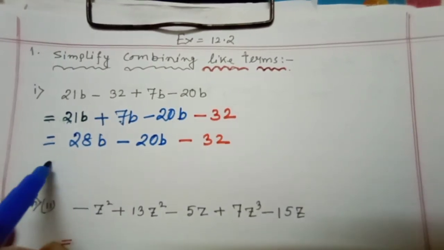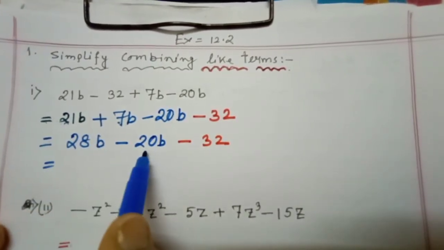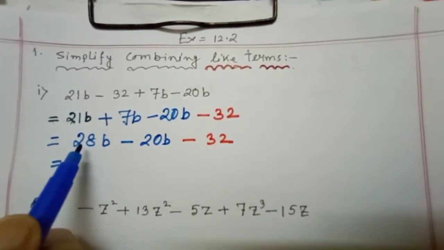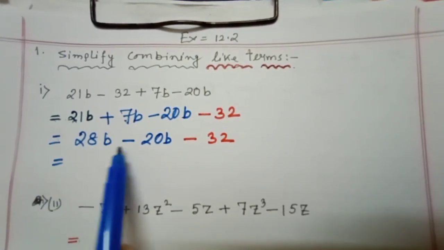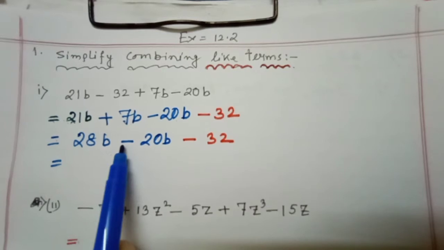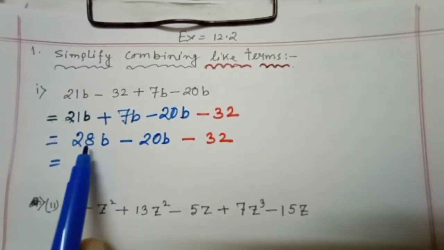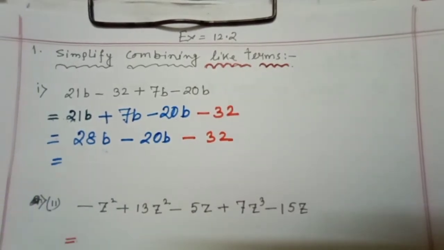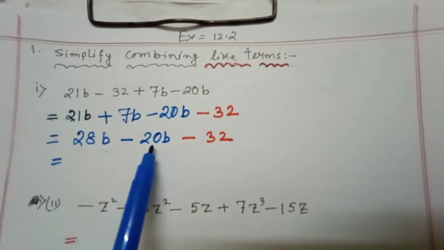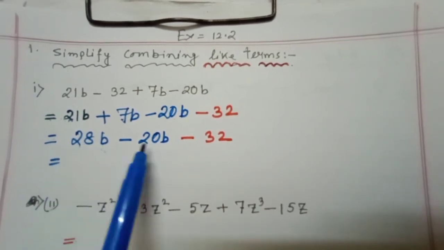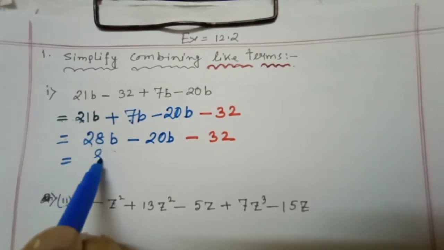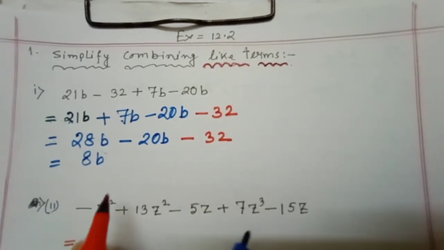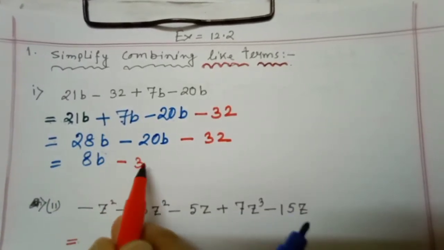Next what you will do: see 28b minus 20b. Now you can do some mathematical operation. That means you can subtract these two because the minus sign is in between. Why are you doing subtraction between them? Because these two are like terms. Now 28b minus 20b: if you subtract 20 from 28, you will get 8b, and this one is minus 32. So you will write minus 32, and this is your answer.